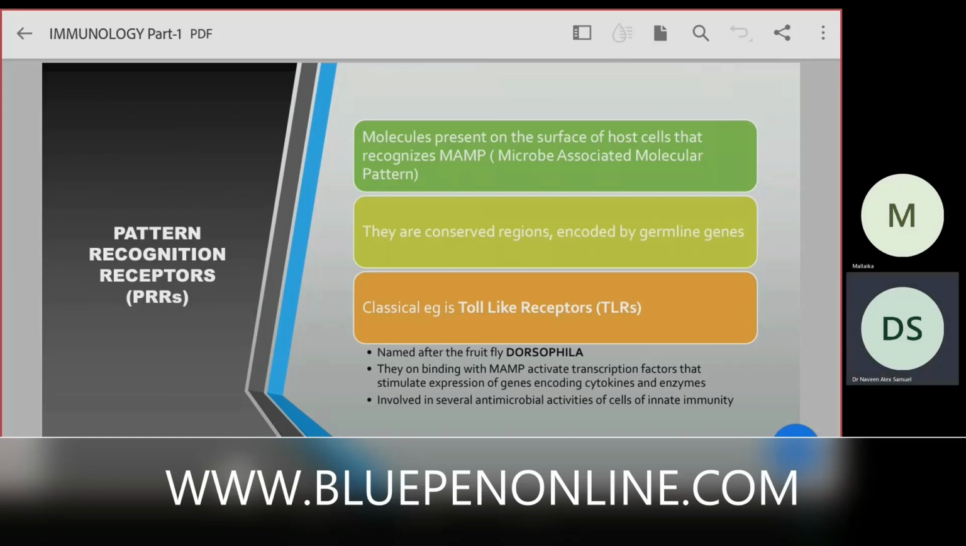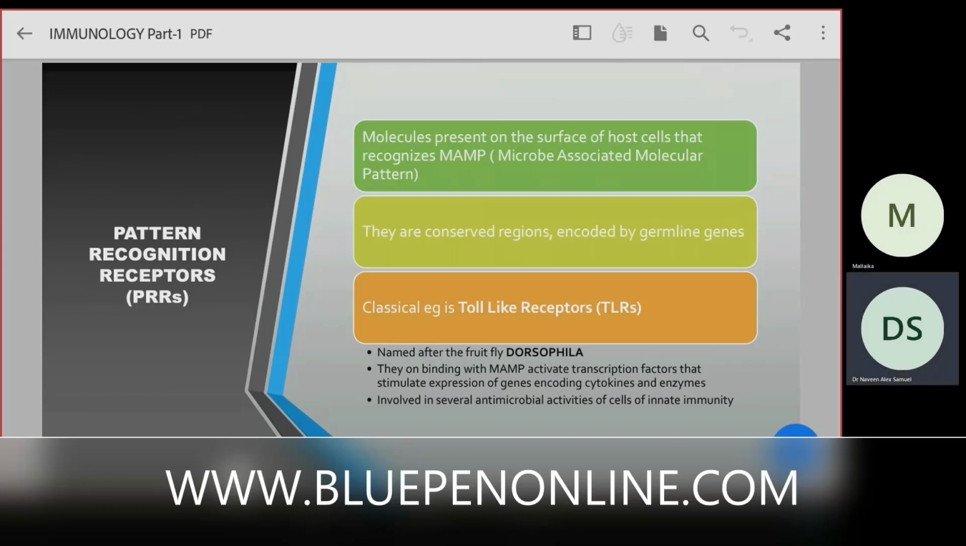On binding with the microbe-associated molecular pattern, they activate the transcription factors that stimulate expression of genes encoding cytokines and enzymes. So when these toll-like receptors bind with the microbe-associated molecular pattern, they cause the synthesis of cytokines and enzymes. This is the basic idea, in simpler language. These cytokines and enzymes are then involved in several antimicrobial activities of the cells of the innate immunity. So you got it right.